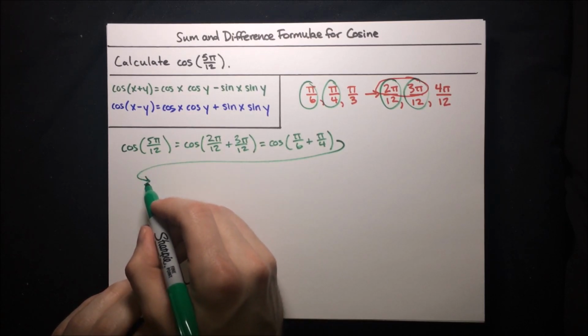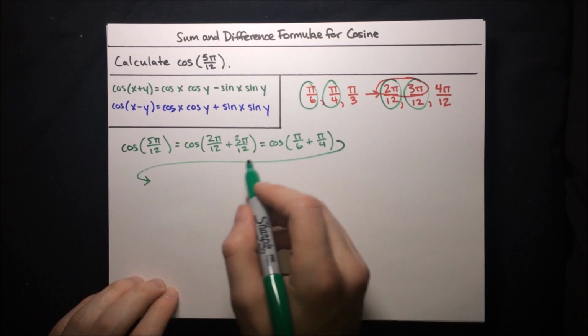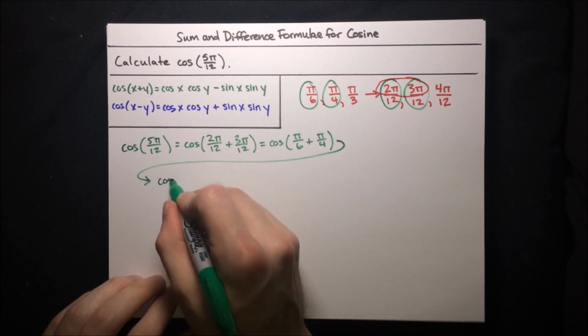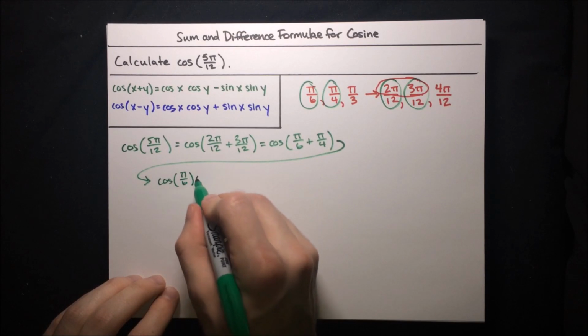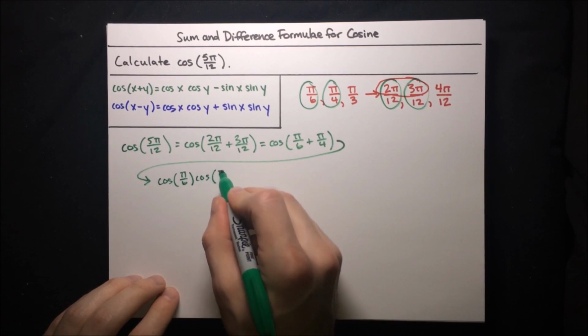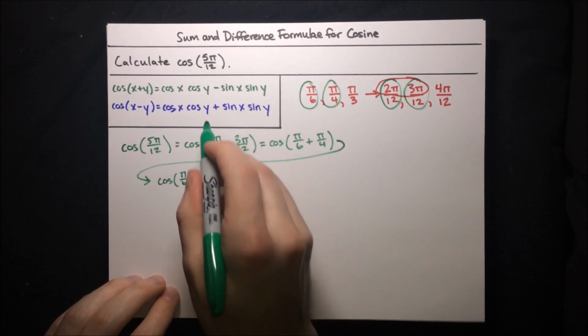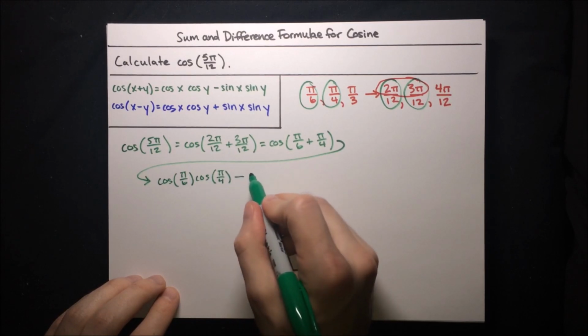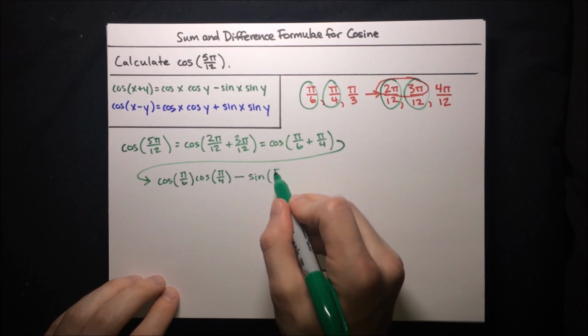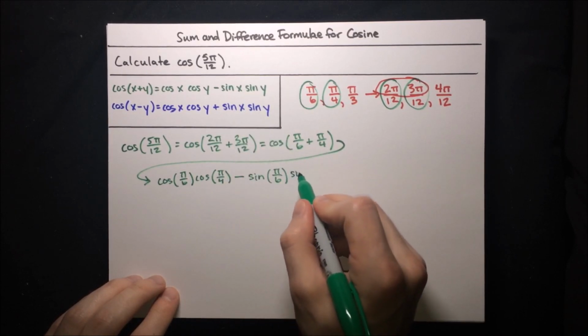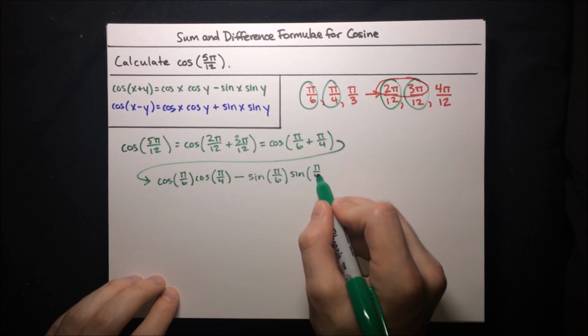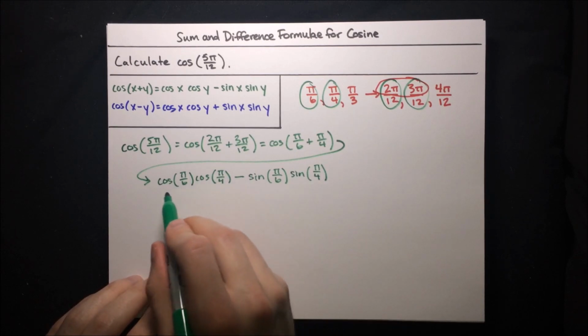So the sum formula just says that we take cosine of the first term, cosine of pi over 6, then multiplied by cosine of the second term, cosine of pi over 4, and then minus sine of the first term, so sine of pi over 6, and then times sine of the second term, sine of pi over 4. Now it's just up to us to evaluate this.